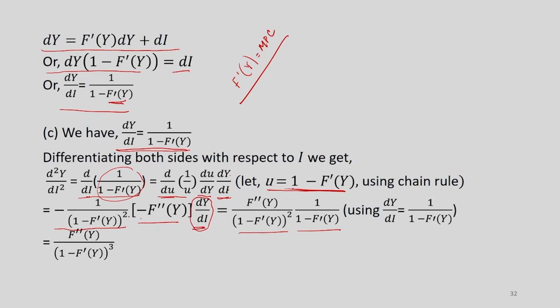Remember, here is a minus sign and here is a minus sign, they are getting multiplied. So, they are cancelling each other. So, finally, I am going to get f double prime y divided by 1 minus f prime y whole cube. Alright. So, this is the expression that we were supposed to find out. d square y di square is found out to be f double dashed y divided by 1 minus f dashed y whole cube.